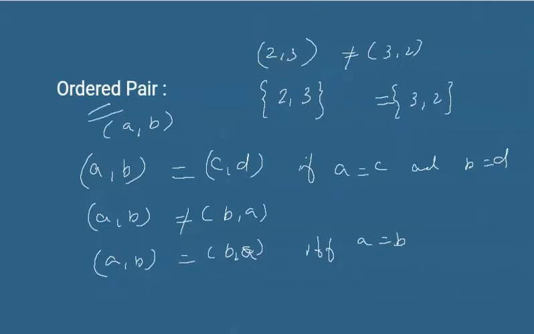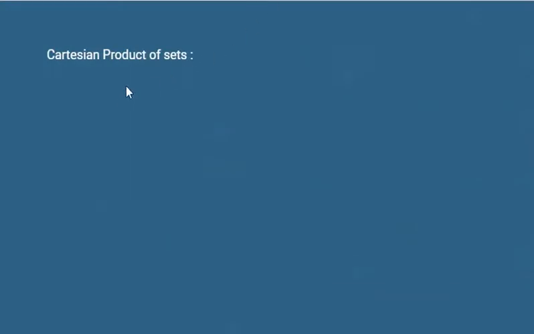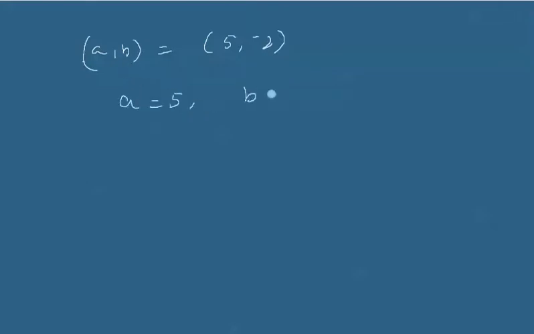Okay, we'll take another example. Suppose it's given that ordered pair AB is equal to 5 negative 2. So what do you mean by this? This means A is equal to 5 and B is equal to negative 2. That is why ordered pair is defined as a pair of objects listed in a specified order. That is why it's called an ordered pair.